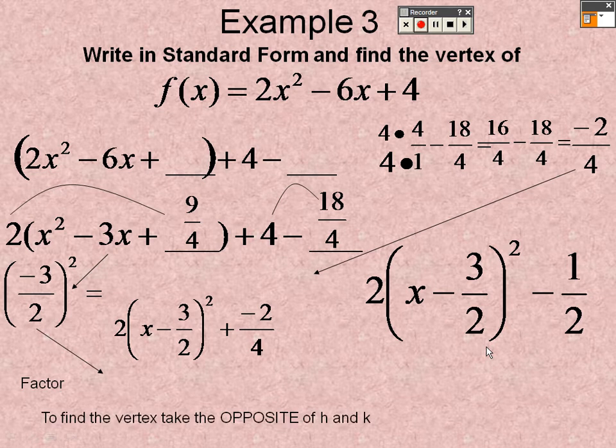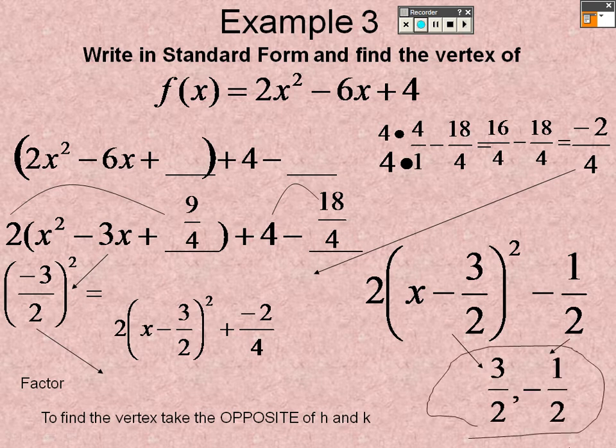So to find the vertex, you take the opposite of h, and this is your h. So the opposite of h would be 3 over 2, and k is whatever number is outside. So it would be positive 3 over 2, negative 1/2. And that would be where your max or min is in this graph.